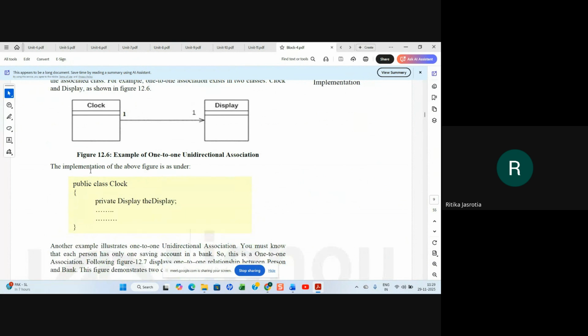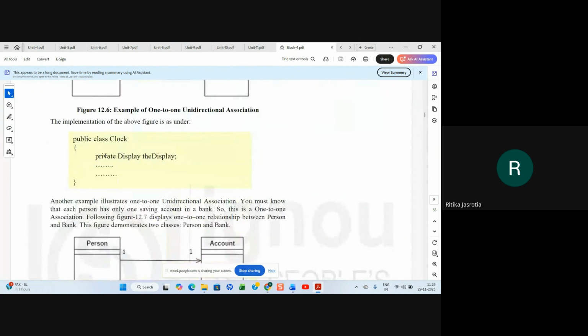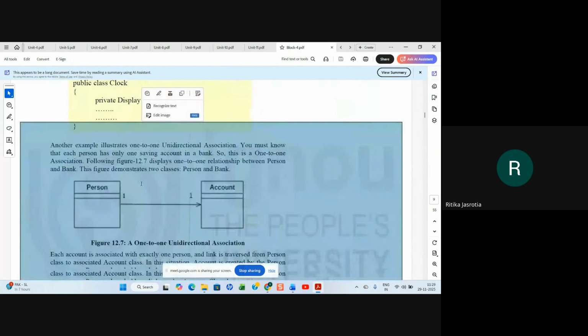The example is this. The implementation of the above figure is as follows: public class Clock. So we will make a class Clock and we'll make a class Display. Here we will have a reference to an occurrence of the associated class. So the reference will be like this: private Display, and the name of that variable we have put for the display is the display, like that.